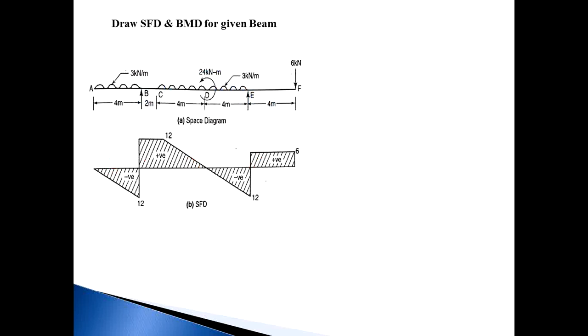In this lecture, we draw SFD and BMD for an overhang beam subjected to UDL, point load and one couple. Before starting the problem, first of all, we want to calculate the reactions, that is RB and RE. So first, calculate the reactions.